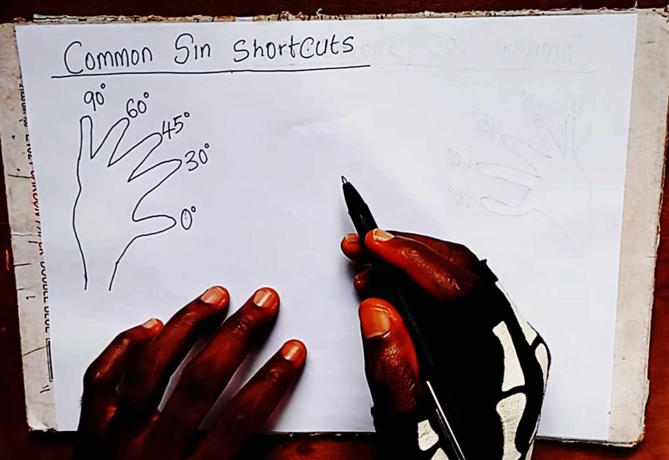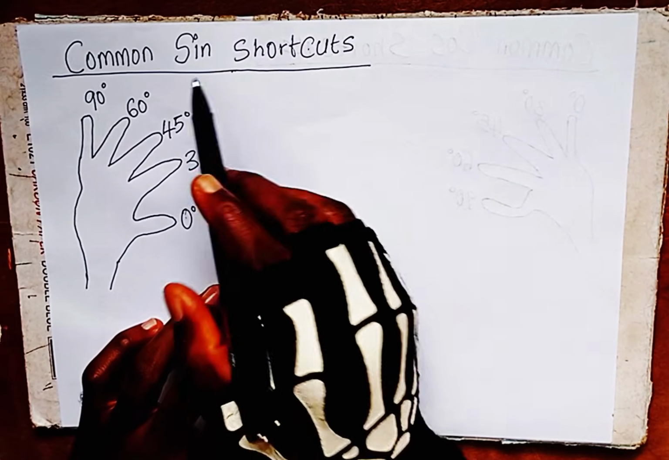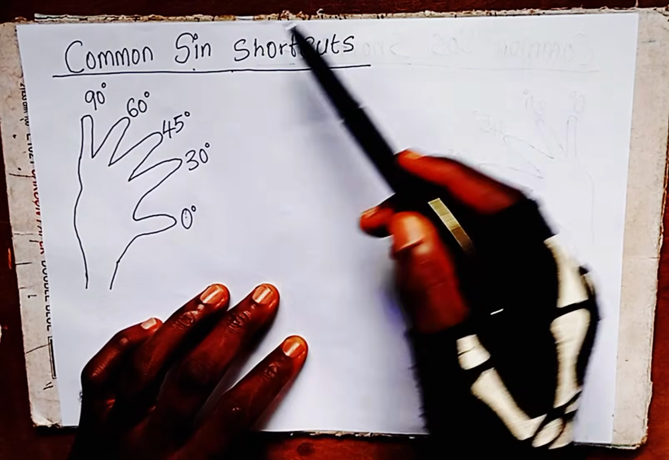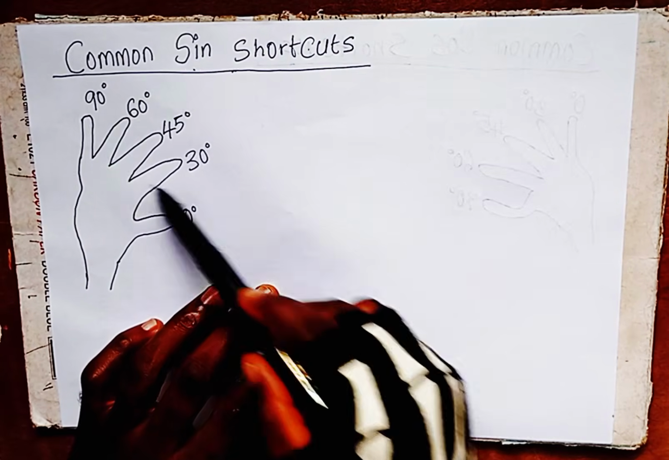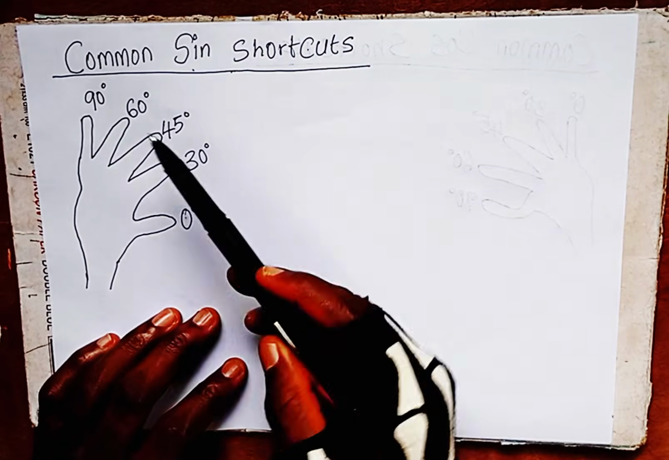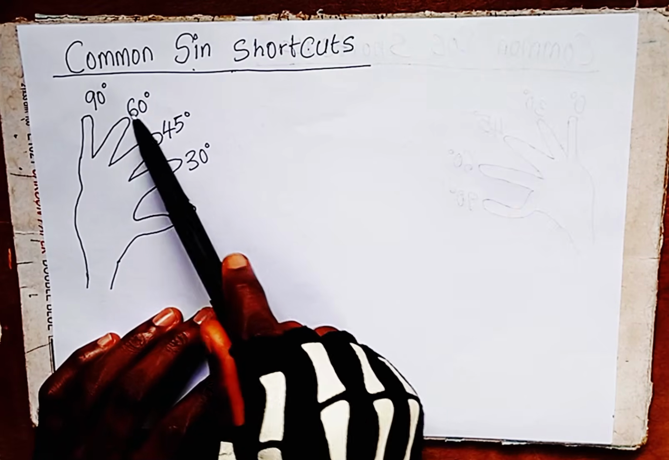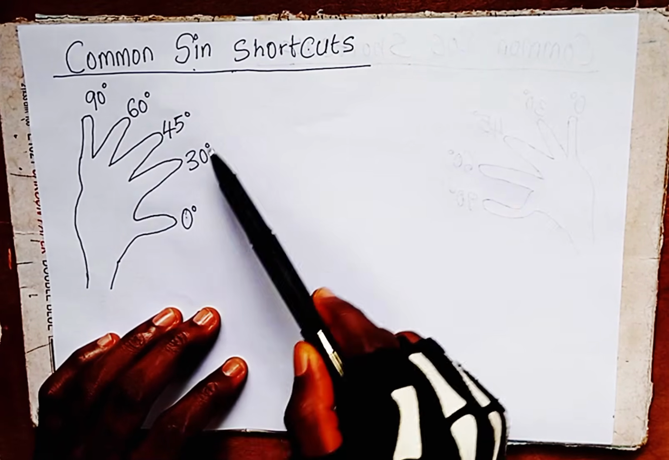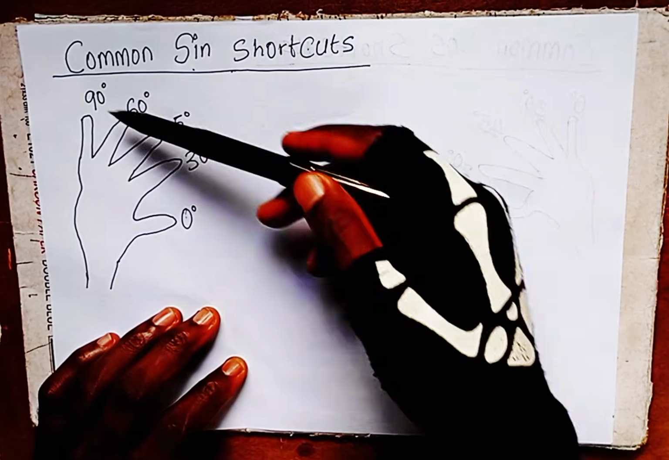JAMB candidates, welcome to today's lesson. Today we are looking at the shortcut for finding the values of the common trigonometric sines, because whether you like it or not, you are going to encounter them in either maths or physics, where you have sine 60, sine 90, sine 45, sine 30. How are you going to find the sine if you don't know them?